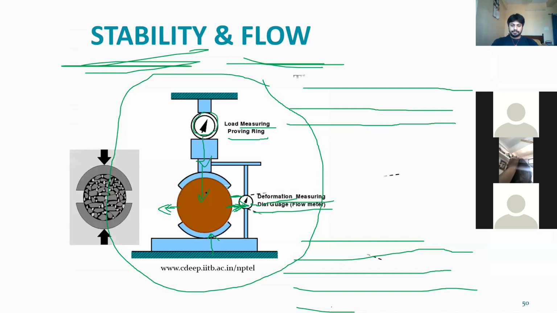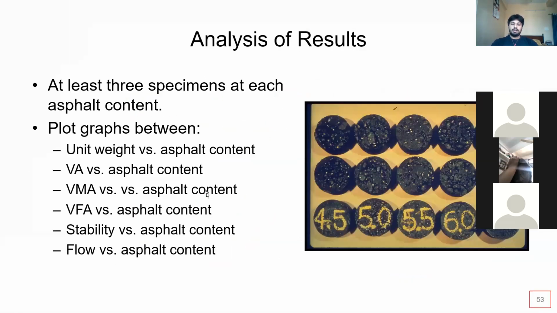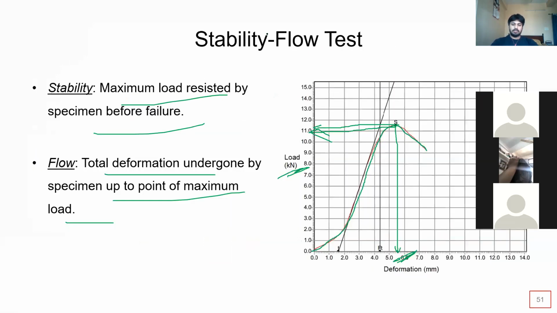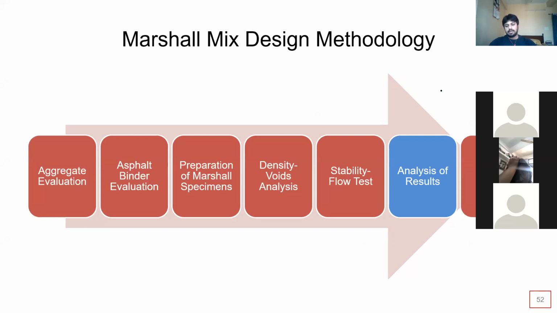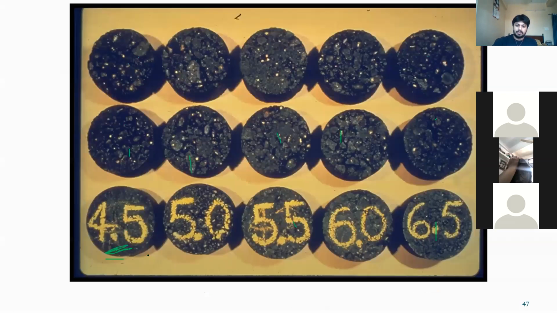So ultimately you have to plot, and do the analysis of results. Analysis of results means you have now obtained many parameters, using volumetric analysis: GMB, GS, GMM, and using those you found air voids, VMA, VFA and so on. Now you have to analyze the results and find out ultimately OBC, the optimum binder content. Among 4.5, 5, 5.5, 6, 6.5, which will be the best? What percent bitumen actually should we give for that particular bitumen and aggregate type.